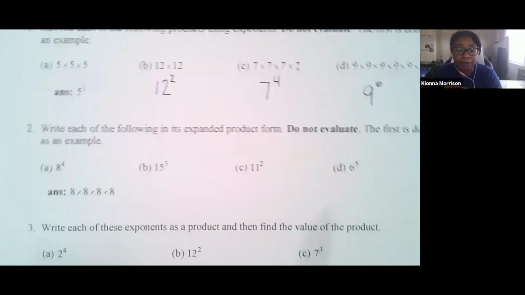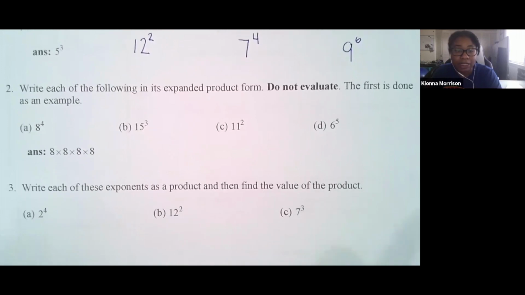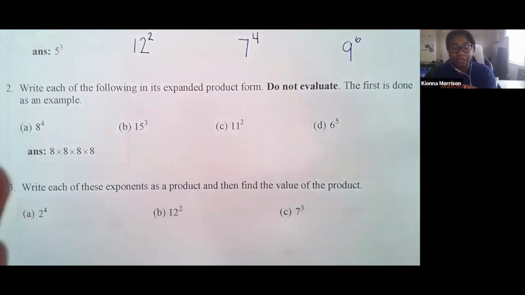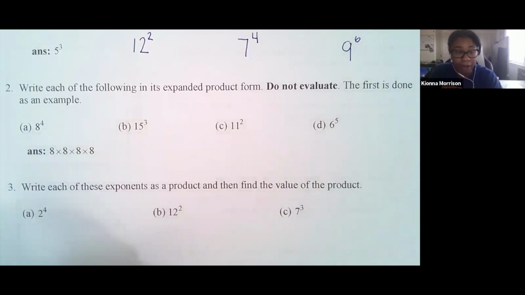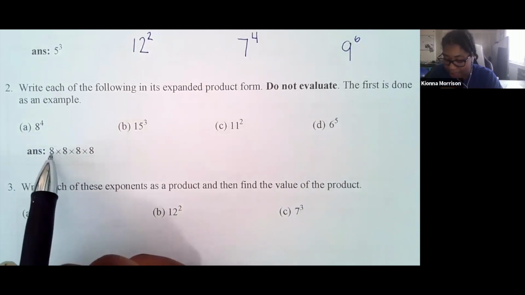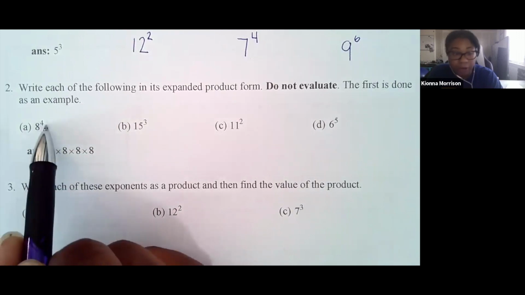All right. Now we're going to make our way down to number 2. Write each of the following in its expanded product form. So expanded, it's going to be larger. Product, I know that I'm going to be multiplying. Do not evaluate. The first one is done as an example. So in my first example, I see 8 to the fourth power. I see my base 8 being multiplied 1, 2, 3, 4 times.